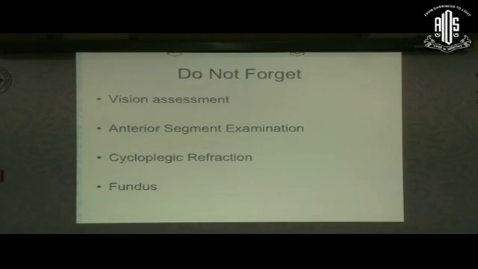It's great. But don't forget vision assessment, anterior segment examination, a good cycloplegic refraction, and a good look at the fundus.